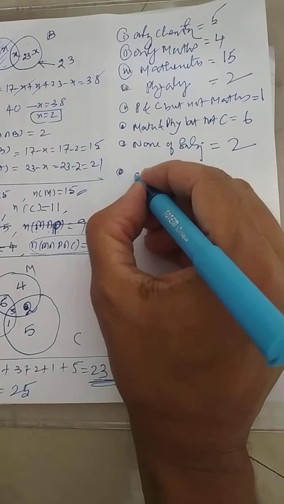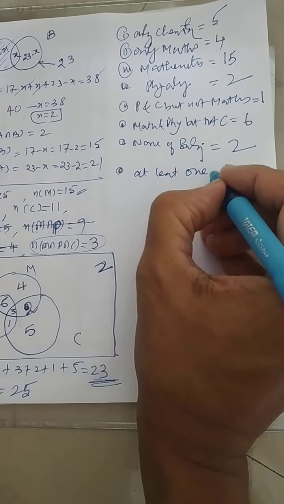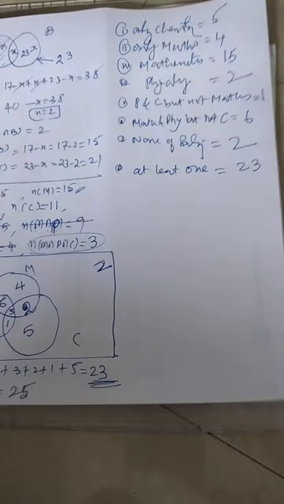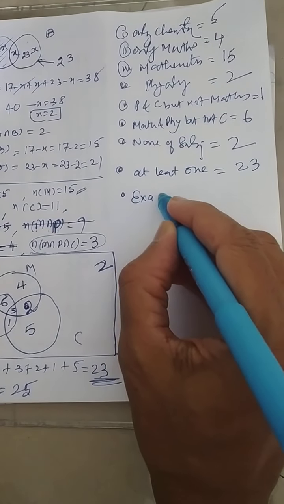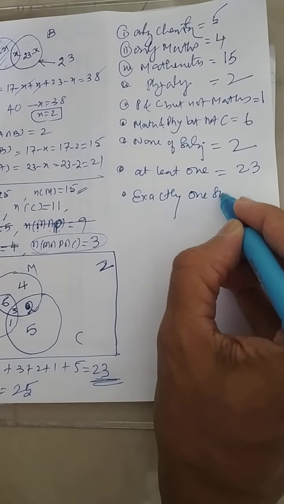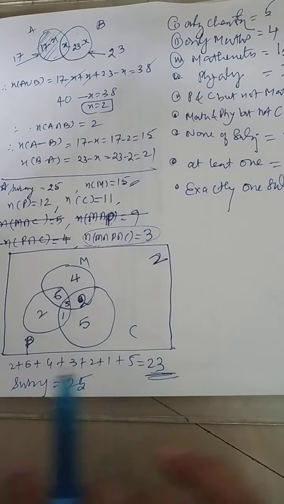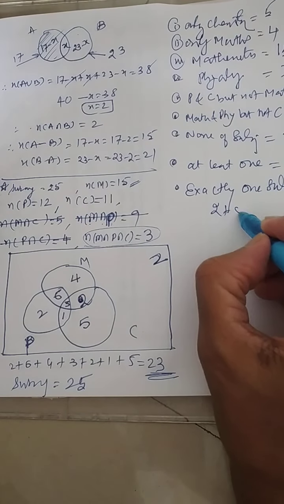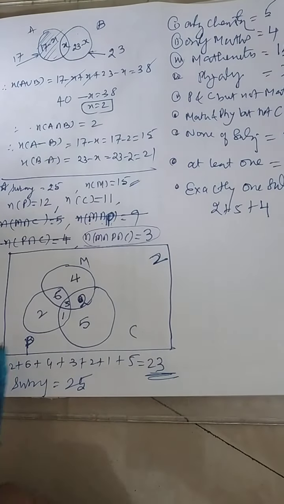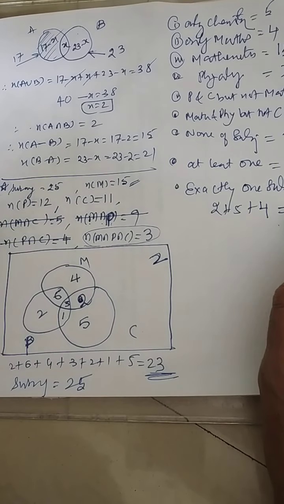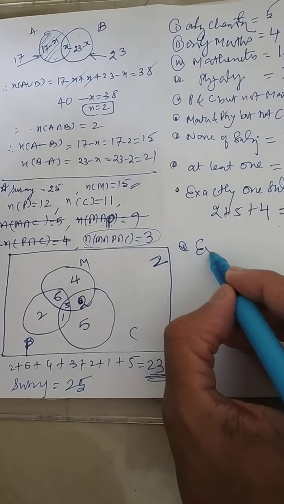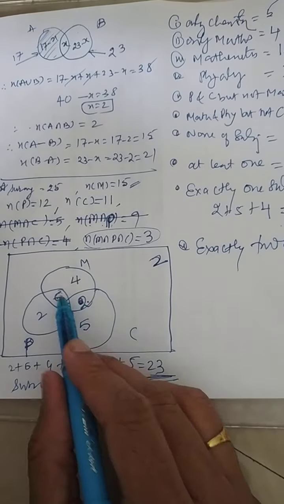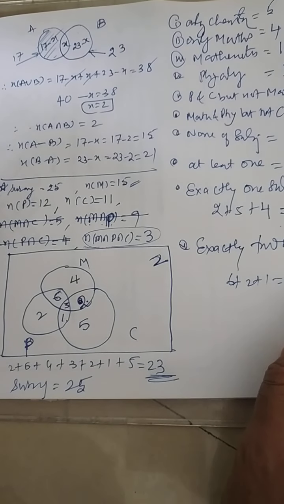The question may ask at least one subject. At least one means they have taken 1 subject, 2 subjects, or 3 subjects. That will be nothing but 23. Sometimes the question will ask exactly one subject. What is the meaning of exactly one subject? 2 students have taken only physics. This is the sum total of 2 plus 5 plus 4, which is 11. Now the question may ask exactly 2 subjects. Which portion will be there? This is the portion where 2 subjects are taken. 6 plus 2 plus 1 is nothing but 9.